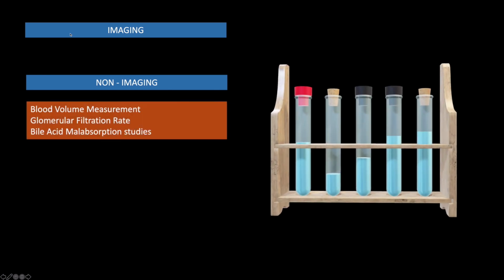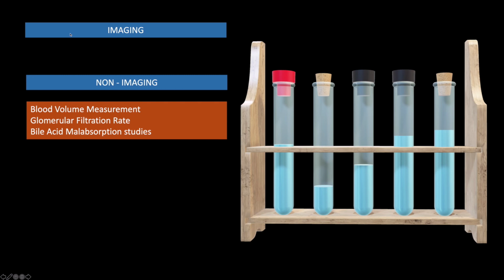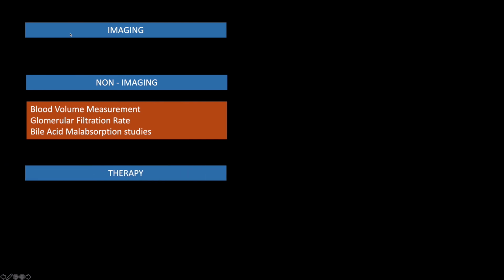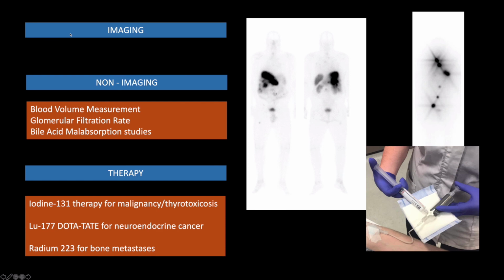The other component is non-imaging. Essentially, this involves using patients' bodily fluids such as blood products that have been radio-labeled with an isotope in order to ascertain certain parameters such as blood volume measurement, glomerular filtration rate, and even bile acid malabsorption studies. And the third component is therapy. This involves using highly radioactive radiopharmaceuticals to effectively treat certain conditions such as thyroid cancer or even neuroendocrine malignancy with very radioactive beta emitters such as lutetium dotatate or iodine-131. It could even be used in treatment of benign conditions such as thyrotoxicosis.